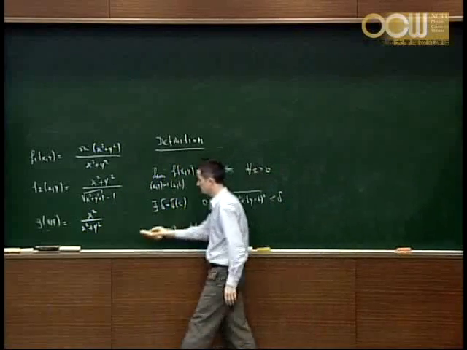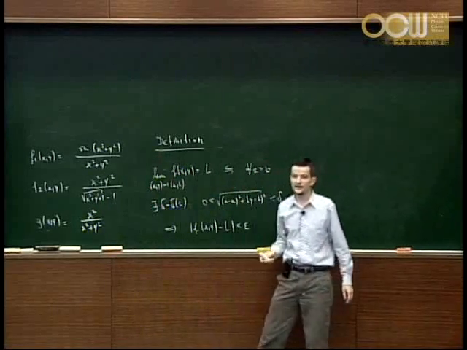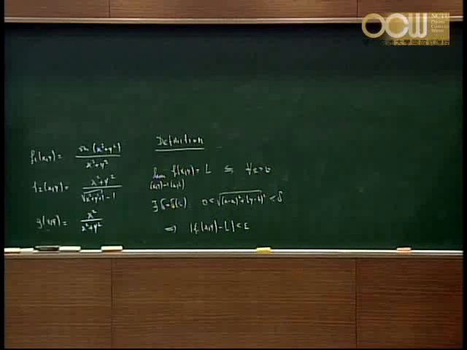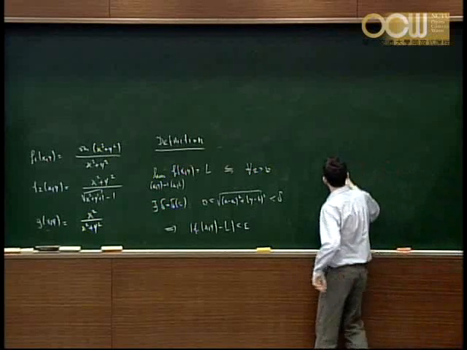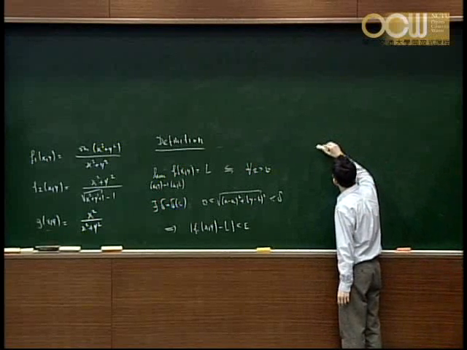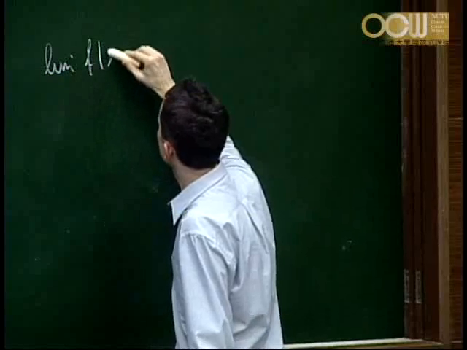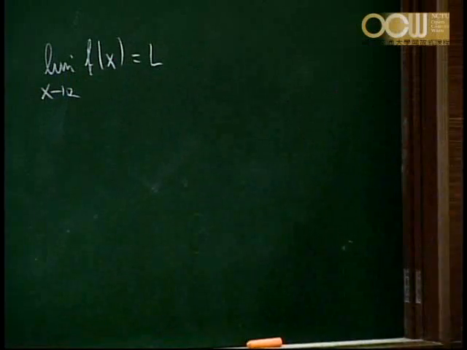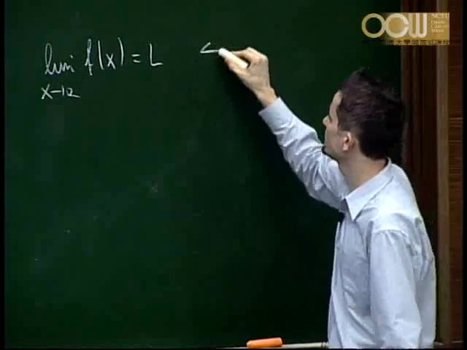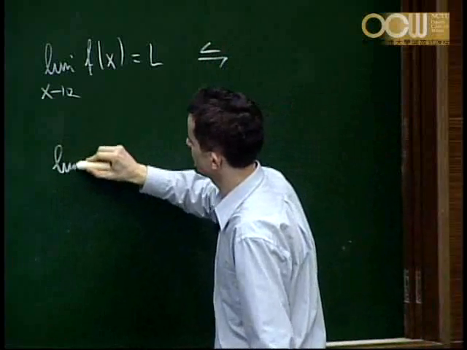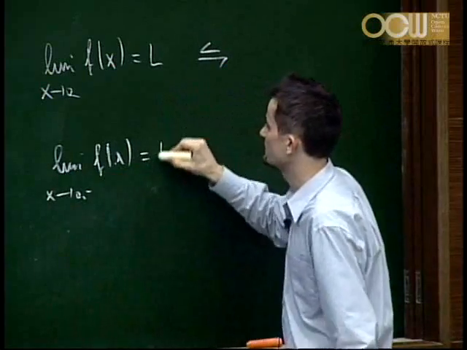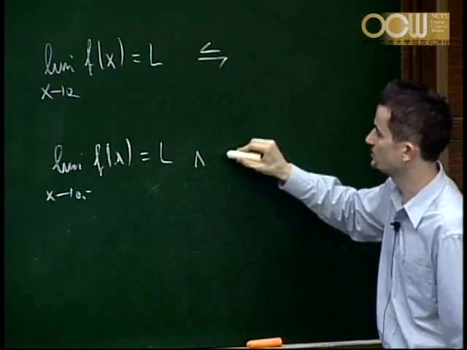But last semester we had an easy method which worked in some cases to prove that the limit does not exist. Namely, last semester we showed the following theorem. This limit relation holds if and only if the left-hand limit is equal to L and the right-hand limit is equal to L.